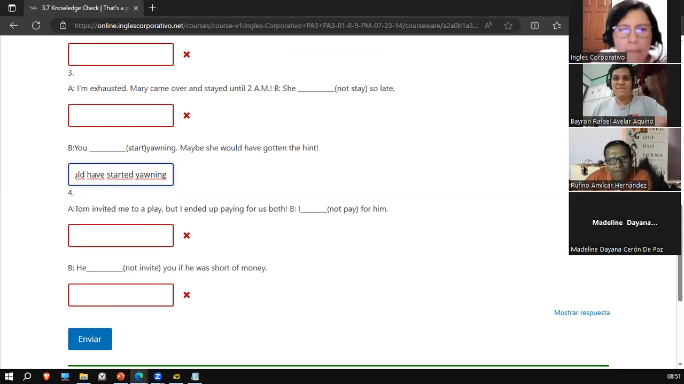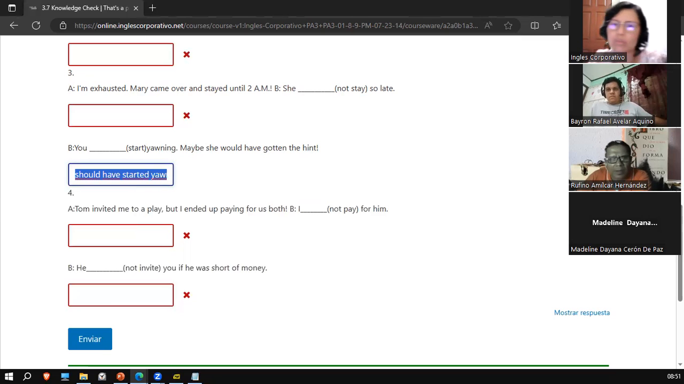I tried. Pero fíjense que estoy viendo que es la única que de las respuestas, porque yo puedo ver las respuestas, pero es la única que no llega hasta el pasado participio, sino que incluye esta palabra, yawning. Debiste haber, porque la respuesta sería hasta ahí, ¿verdad? You should have started yawning, yeah. Pero no, esta es la única que incluye el verbo. You should, desde should comienza. Should have started yawning. Entonces, eso es lo que tienen que incluir para que se la tome como correcta. Muy bien, ahí muy buena observación, Rufino.